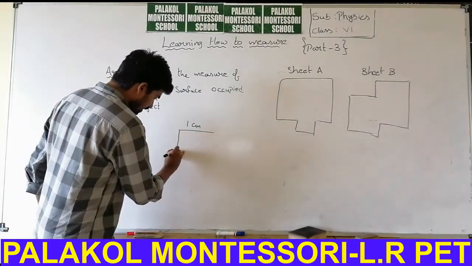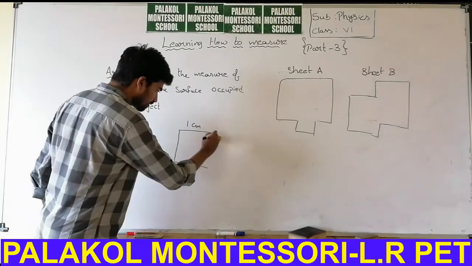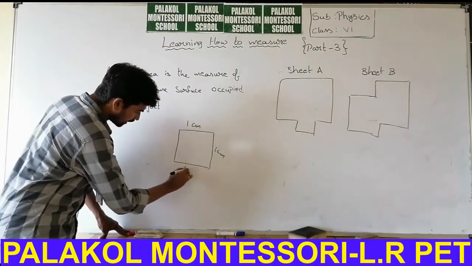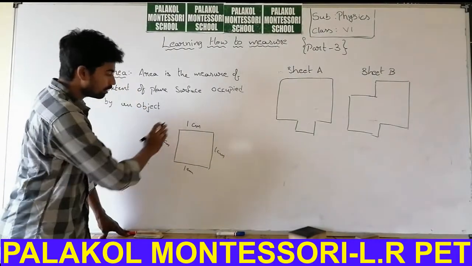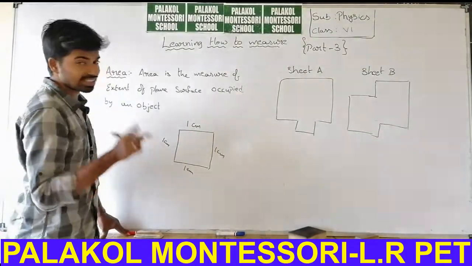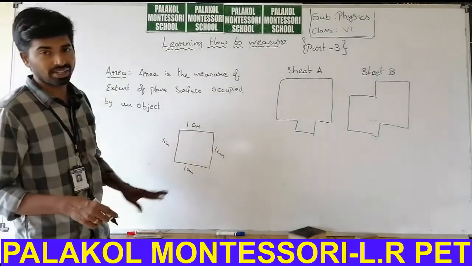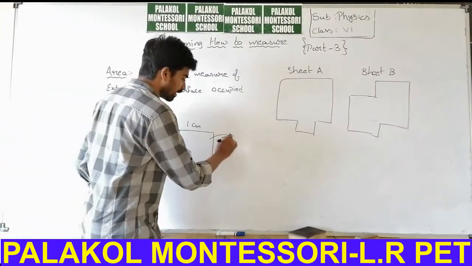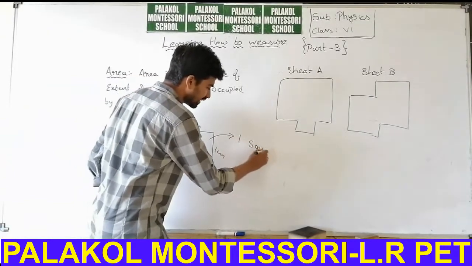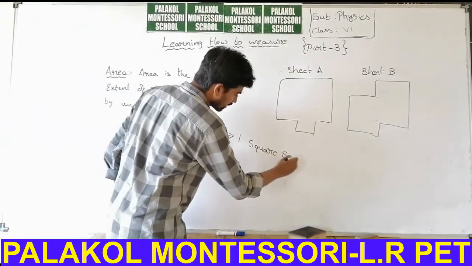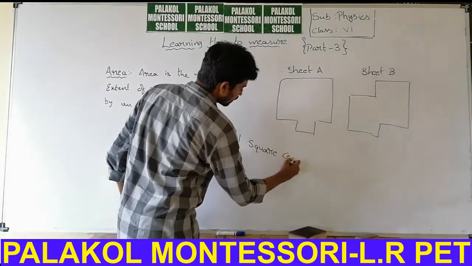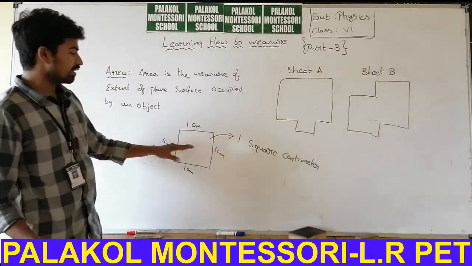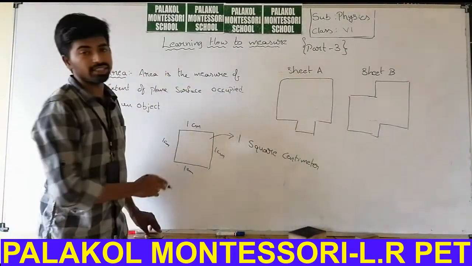A square is a geometrical shape which has all sides equal. This side is 1 centimeter, this is 1 centimeter, and this side is 1 centimeter, this is 1 centimeter. We call this shape a square. And the area of this square is 1 square centimeter. So 1 square centimeter is the square obtained by using a line of 1 centimeter.